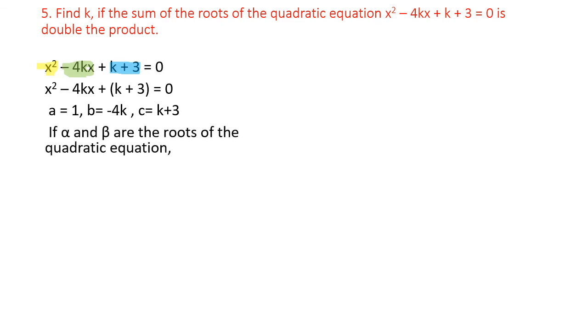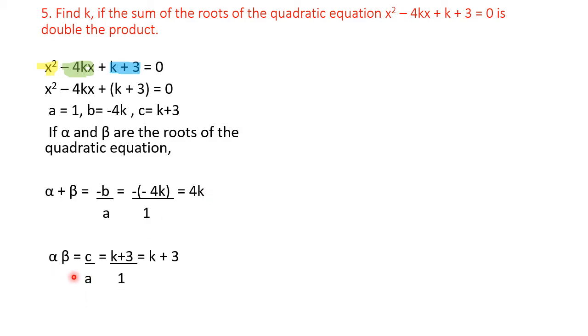So sum of the roots means, if alpha and beta are the roots of the equation, we write down alpha plus beta is equal to minus b upon a. We know the formula. So we substitute it. So this minus sign is this, and b is minus 4k, which we put inside. A is equal to 1. Now minus into minus is plus, so this becomes 4k upon 1, which is 4k. In the next step, we find out the product. So product is alpha into beta is c upon a. So c is k plus 3 upon a, which is 1. So it is k plus 3.